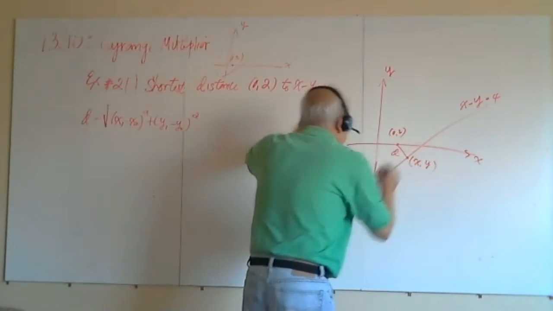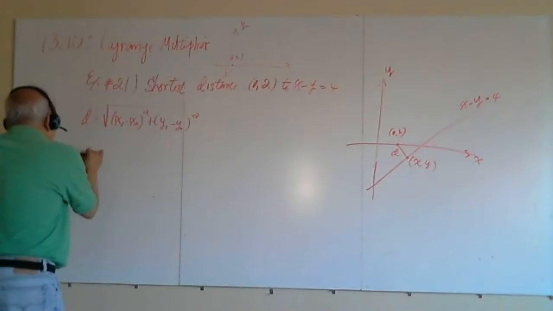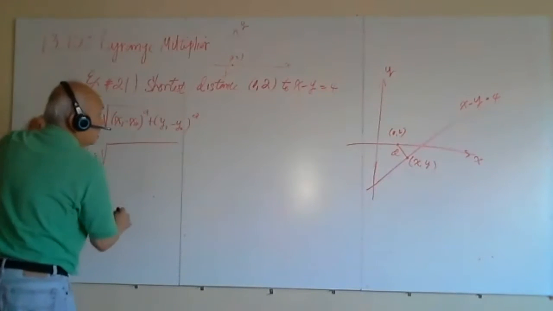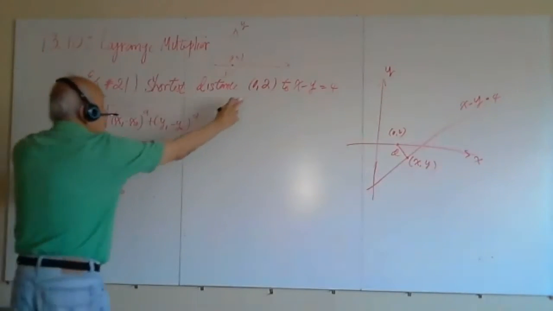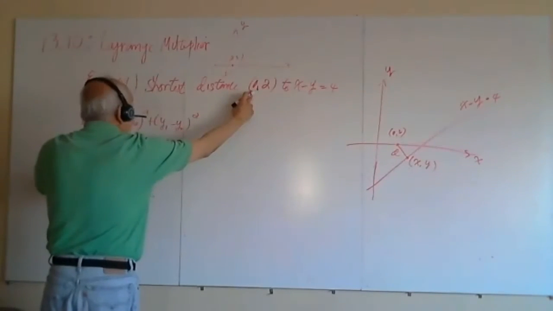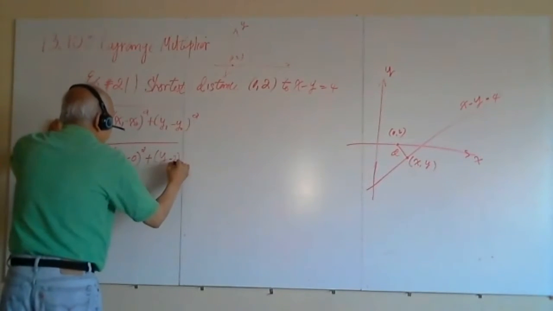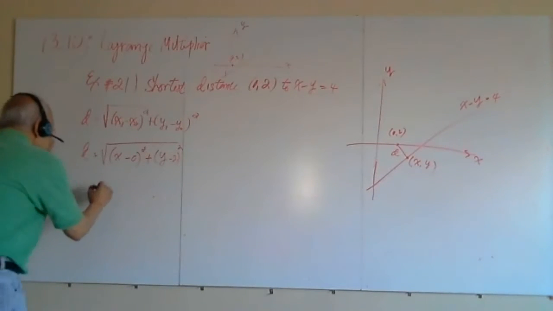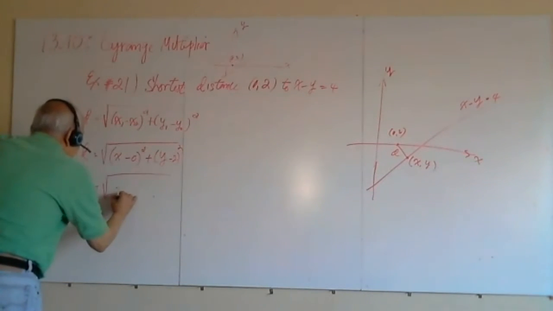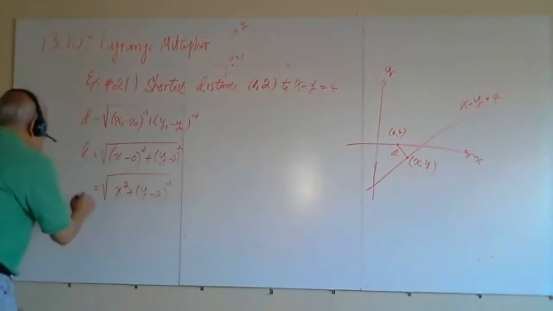So this one is a b, correct? The b here, according to the formula from high school, is equal to the square root of (x minus 0) squared, yes, this one is x, plus (y minus 2) squared. Simplified, it is equal to the square root of x squared plus (y minus 2) squared. So this is b.